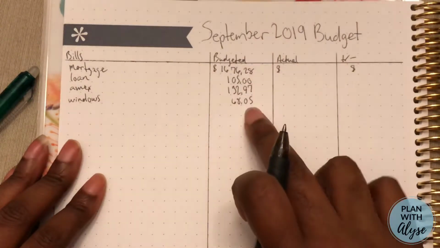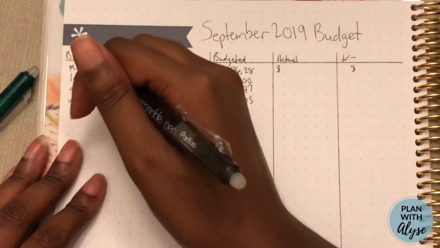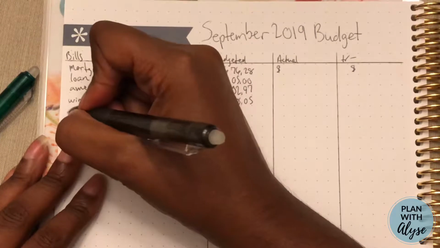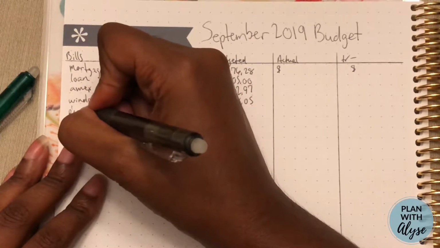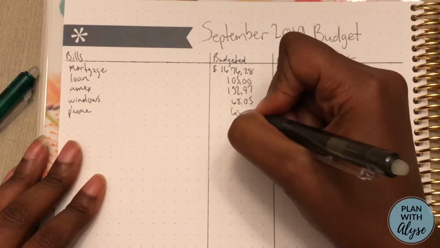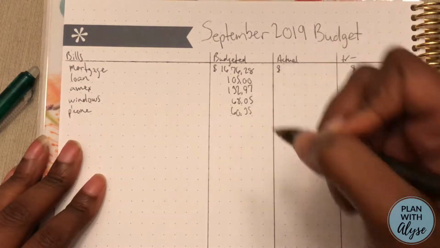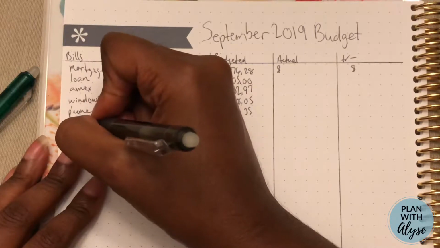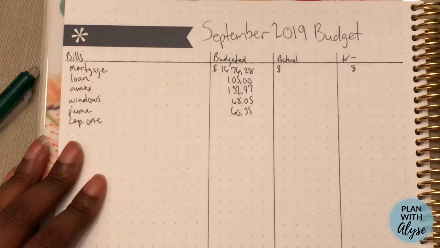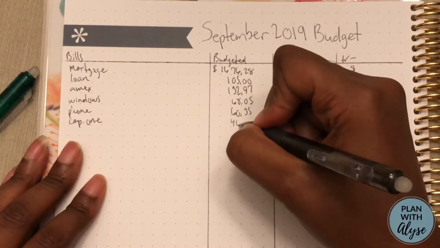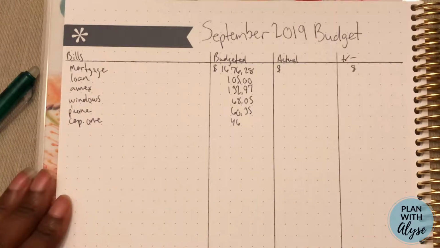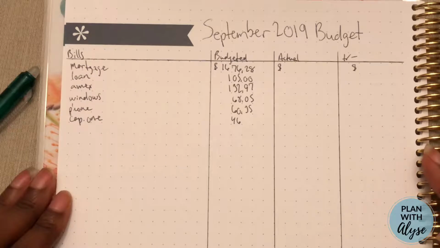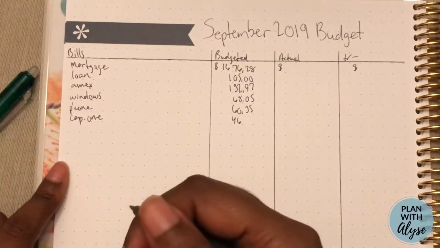And this is our first time, no, our second time making the payment towards the windows. It just got on our budget in August. Then my phone bill is $60.35. Capital One is $46. And I believe, no, I was gonna say Capital One is next on our snowball, but Rooms to Go is next. And then Capital One is after that.